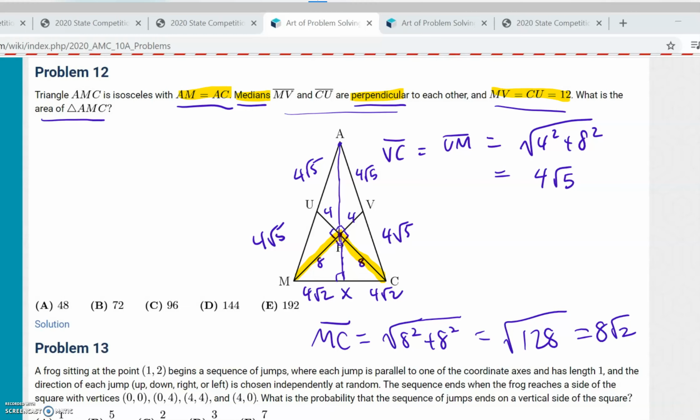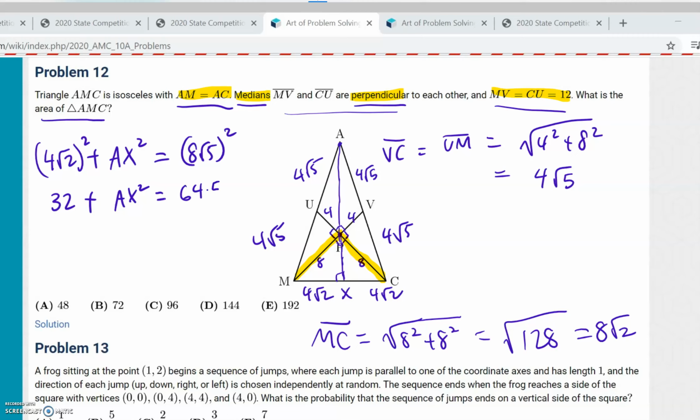So we can use the Pythagorean theorem to find AX. And the way we're going to use it is we know that 4 root 2 squared plus AX squared is going to be equal to AM squared, and AM is 8 root 5, so it's going to be 8 root 5 squared. Alright, so 4 root 2 squared, that is 32. 32 plus AX squared is equal to 8 root 5 squared. Let's calculate that really quickly. That's going to be 64 times 5. That's going to be 320.